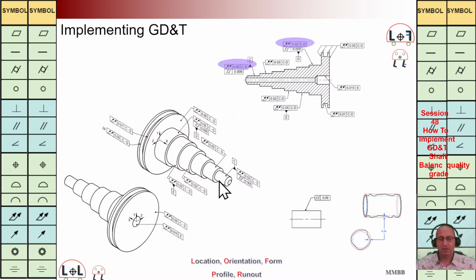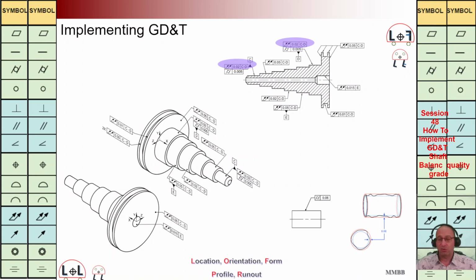Here we are going to have another example. In this rotating component, we are going to have reference axis C here. We are going to qualify it by having this cylindricity 0.005, and then we are going to have reference axis D here. Again, we are going to qualify this axis with cylindricity of 0.005.